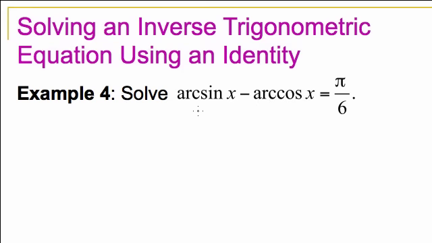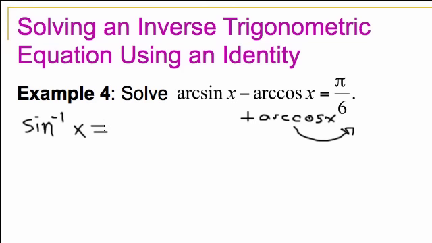All right, so the way that we deal with this problem is we get one of the trig functions by itself. We're going to get arc sine x as the only thing on the left side of the equation. To do that, we're going to add inverse cosine x to both sides of the equation. We're going to move it over here to the right side of the equation. So if we rewrite this, we're going to have arc sine of x is equal to the arc cosine of x plus pi over 6.